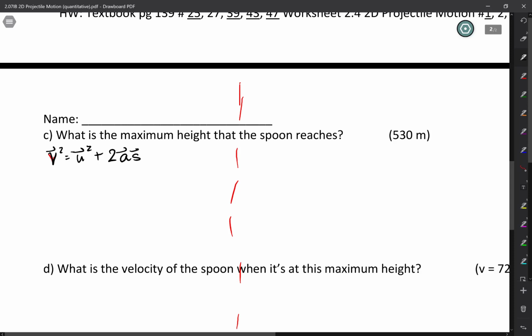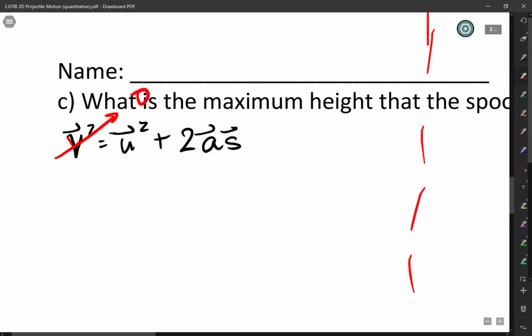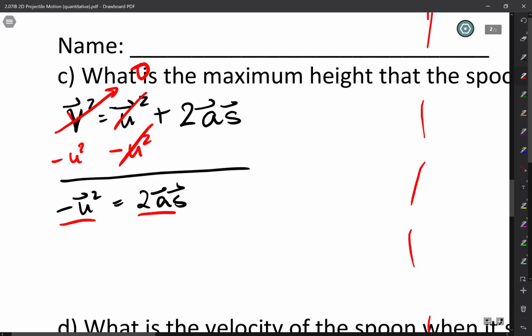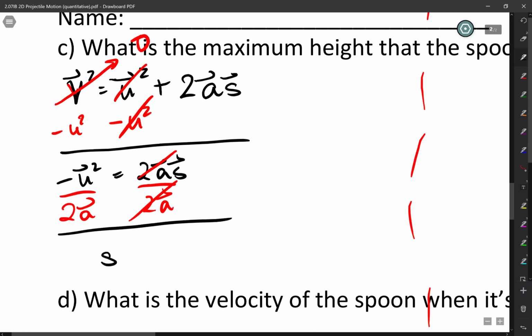Okay, so now we're going to substitute in our values. We know that the final velocity is 0. This can go away, making our lives easier. Then we're going to solve for s. Move u squared to the other side, and we get negative u squared equals 2as. Dividing both sides by 2a, we get s equals negative u squared over 2a.